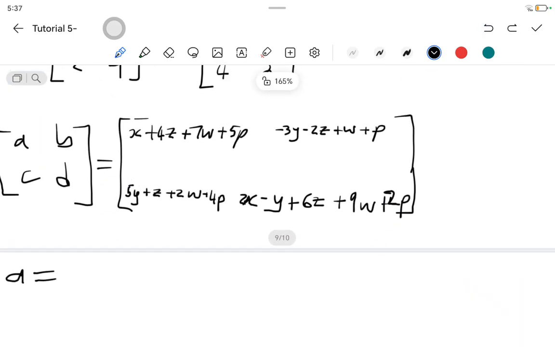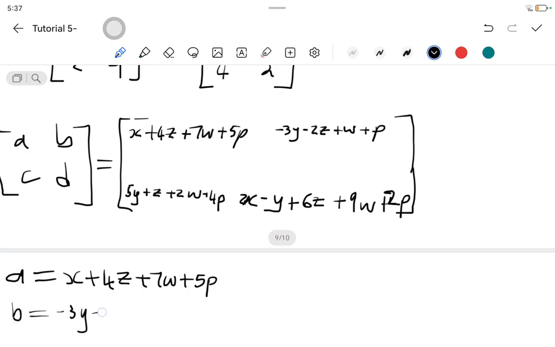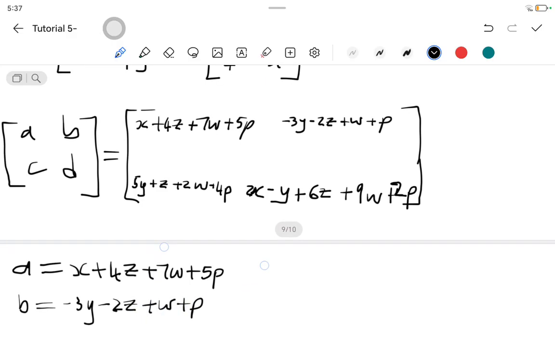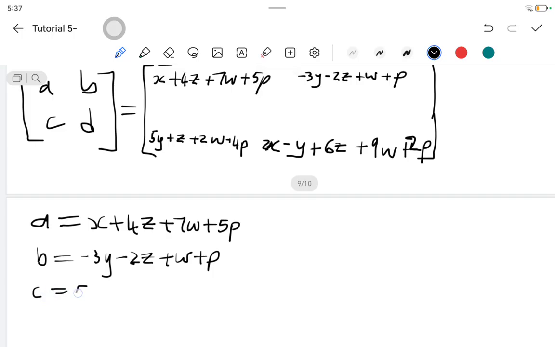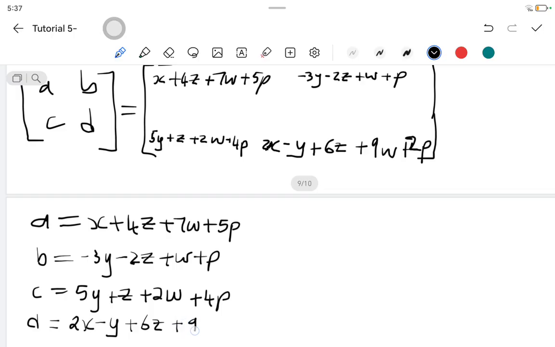Then a is equal to x plus 4z plus 7w plus 5p. And then the second one is b, which is minus 3y minus 2z plus w plus p. Then the third one is c equals 5y plus z plus 2w plus 4p. Then the fourth one, d, is equals to 2x minus y plus 6z plus 9w plus 2p.